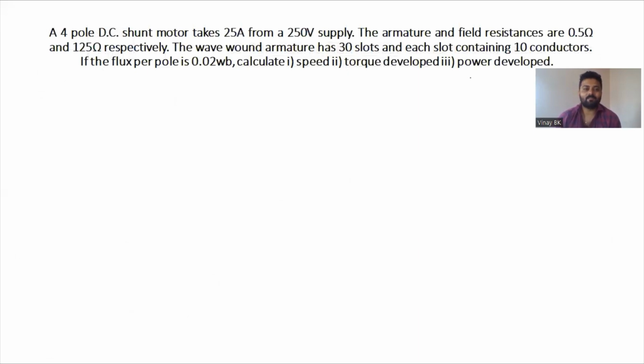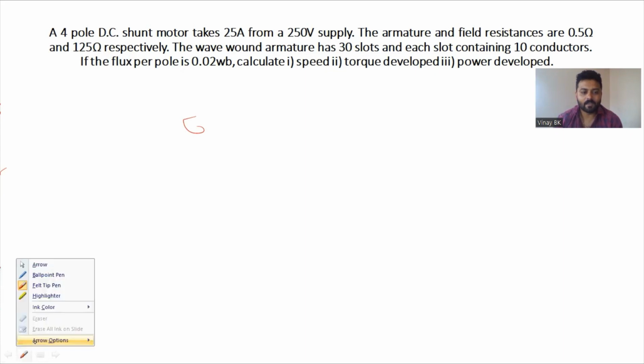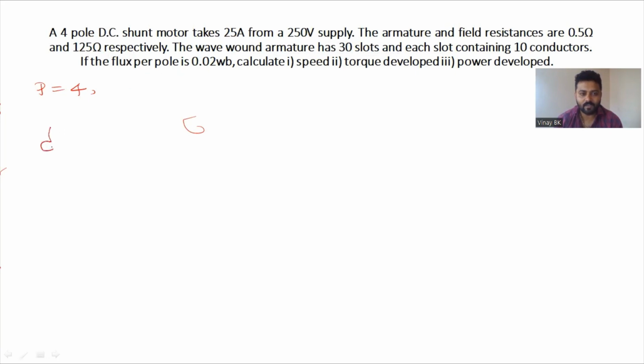They asked a problem for 8 marks again. It is a very easy problem. You just have to understand the numerical before solving. This problem has a 4-pole DC shunt motor, so they mentioned the type of DC motor, that is 4-pole. So P is 4. Then it is a shunt DC motor, so you need to draw the circuit diagram of a shunt DC motor. A shunt field winding is connected parallel to the armature winding of the DC motor.